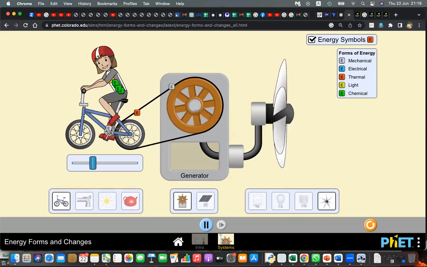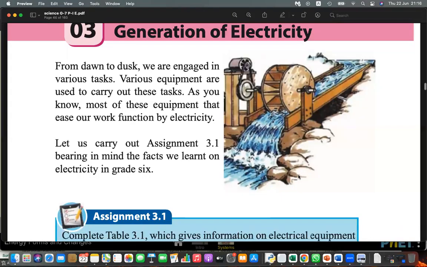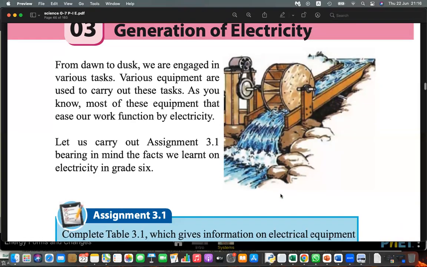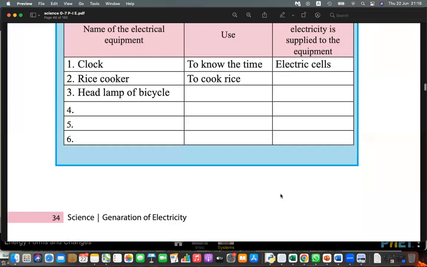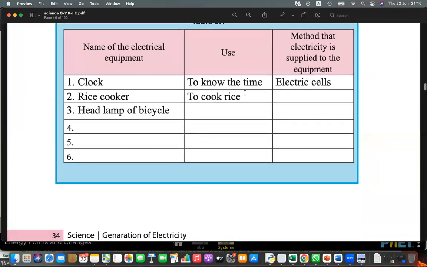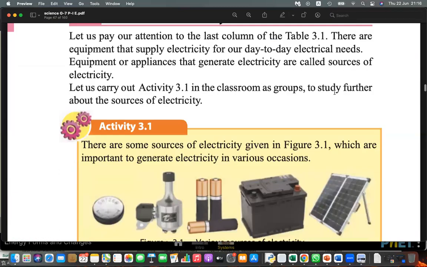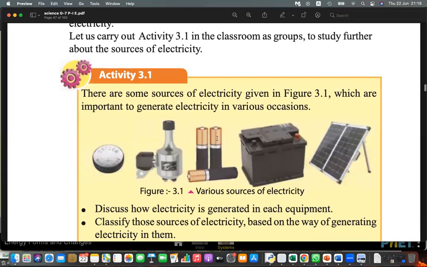Okay, with that you now have a clear idea about how energy is generated. And electricity is one energy format which can be generated. And we discussed these equipments. Then we saw how this energy can be generated.